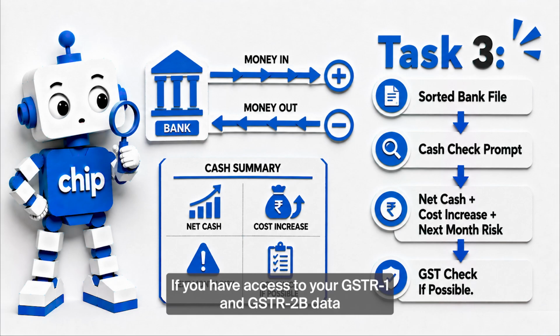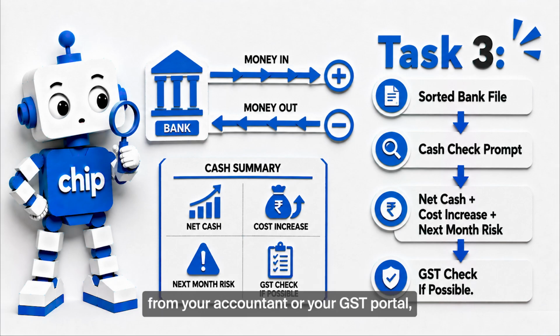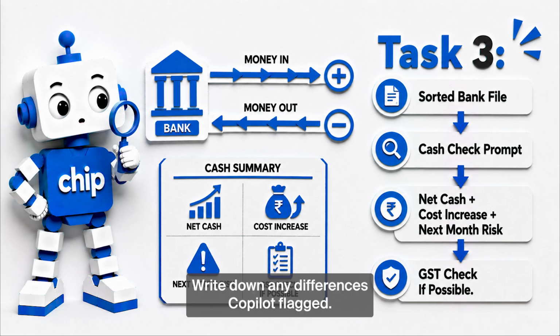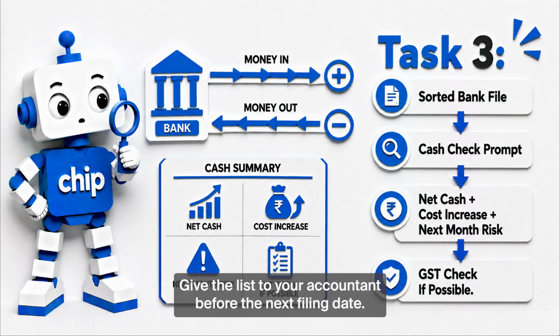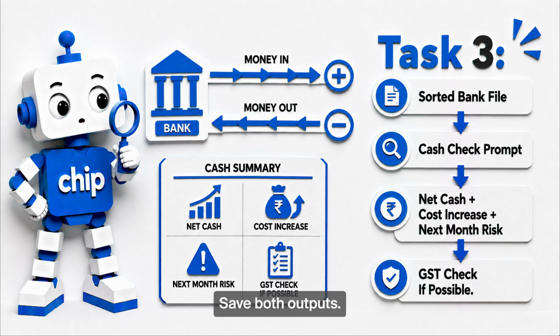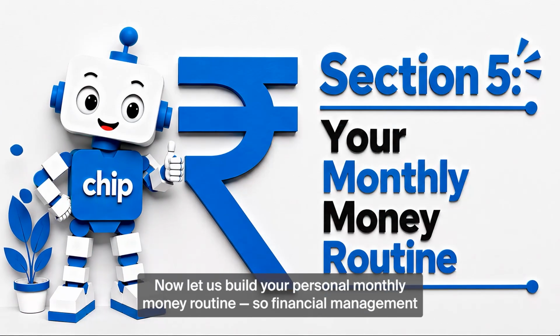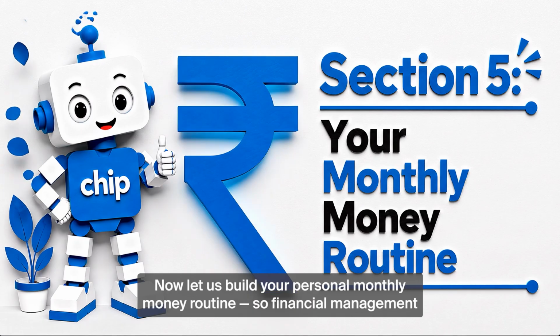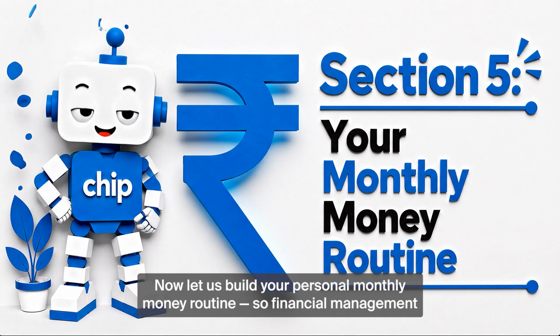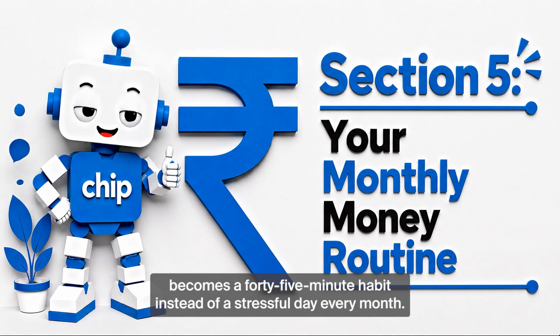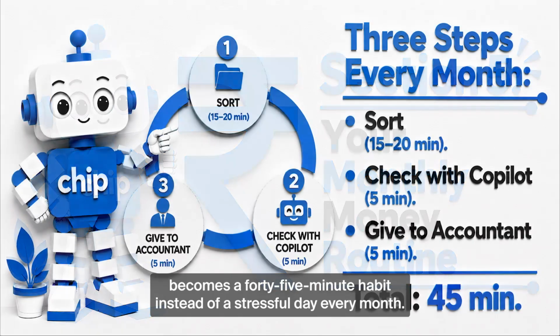If you have access to your GSTR 1 and GSTR 2B data from your accountant or your GST portal, also run the GST filing check prompt. Write down any differences Copilot flagged. Give the list to your accountant before the next filing date. Save both outputs. Now let us build your personal monthly money routine, so financial management becomes a 45-minute habit instead of a stressful day every month.